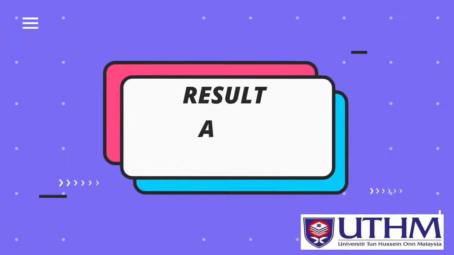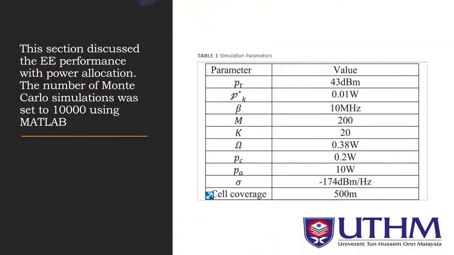I will discuss the results and discussion. This section discusses the EE performance with power allocation. The number of Monte Carlo simulations was set to 10,000 using MATLAB, which, as you can see in Table 1, lists the parameters and values. They are all given the values.